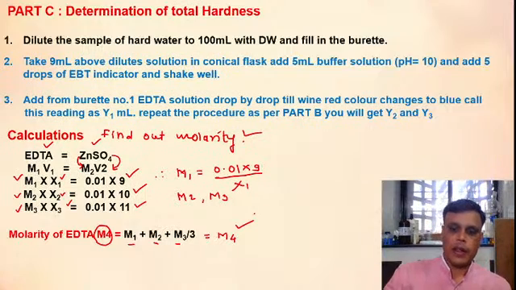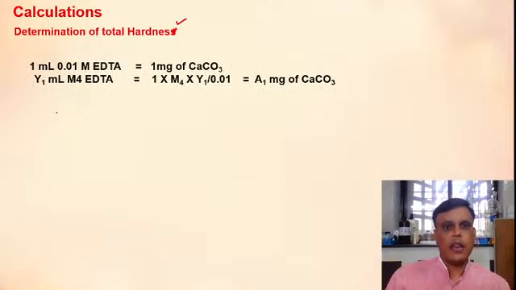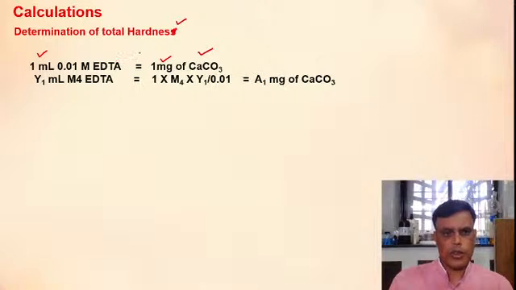Okay, so we go to the next part now. What is the next part? Determination of total hardness. This is the main aim of your experiment. In this, one equation is there, and this equation is very important: 1 ml of 0.01 molar EDTA corresponds to 1 milligram of calcium carbonate. This is a standard equation. You have to remember this equation, or you can calculate it by doing the reactions, but here you can remember it.